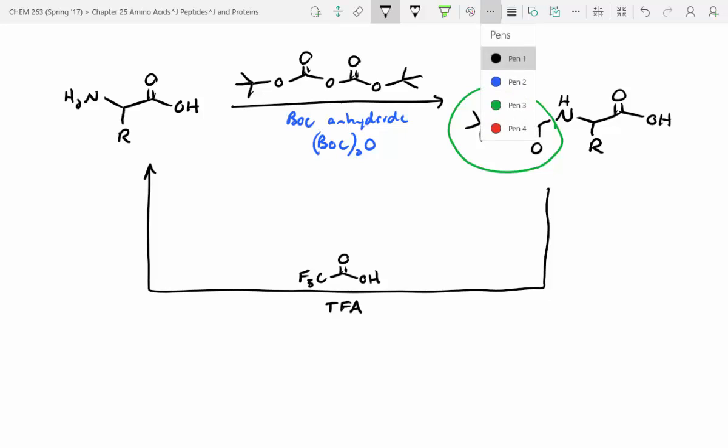This is known as a carbamate. It's kind of half ester, half amide. So they call it a carbamate. You've got a nitrogen off of one end and an oxygen off of another end. So it is a new functional group that we haven't really seen before.